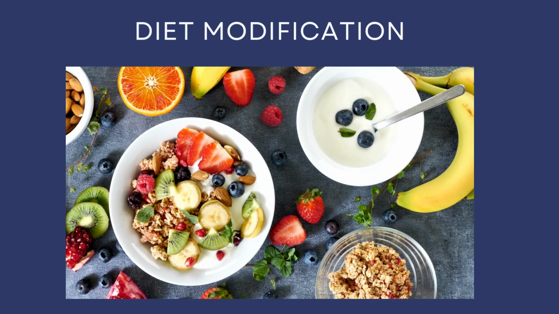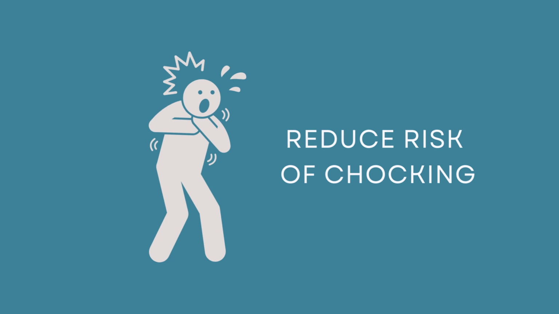SLPs may also recommend behavioral modifications to improve swallowing function. This may include postural changes such as sitting upright during meals, taking smaller bites and sips to reduce the risk of choking, and taking time to chew food thoroughly before swallowing.